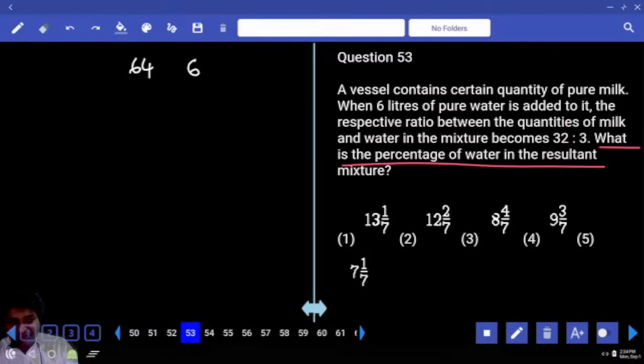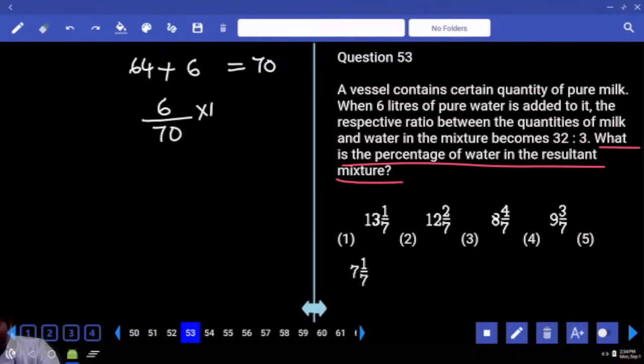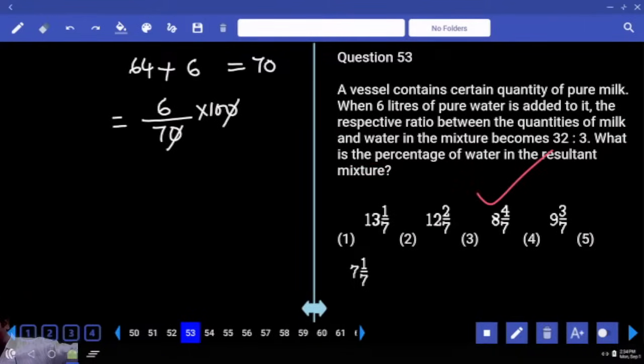What is the percentage of water in the resultant mixture? What is the resultant mixture now? 70, the sum of milk and water. The question is to identify the water percentage. 6 upon 70, 0 cancel. Numerator 60 by 7. 7 how many times? 8 times. The answer should start with only 8.